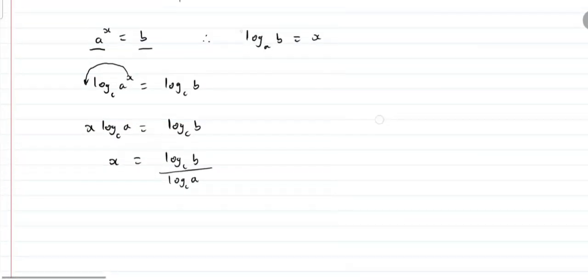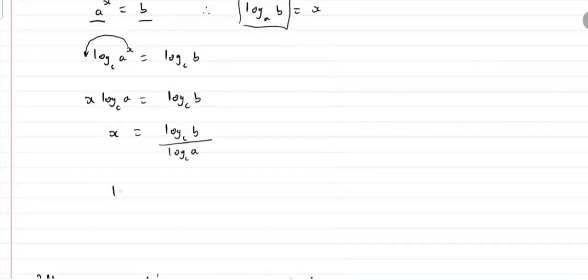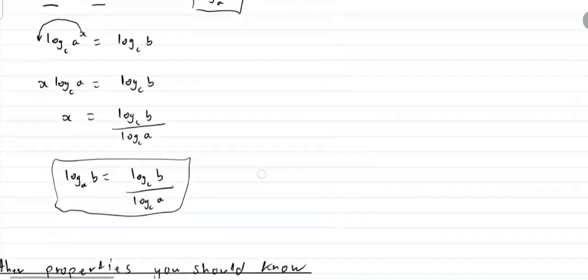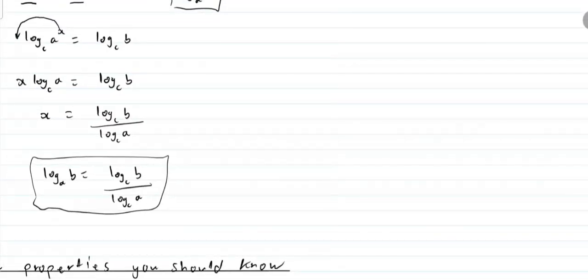And what was x? X was log base a of b. Right? So log base a of b is equal to log base c of b over log base c of a. And that's a change of base. Now the second one, like I said, is simply just a version of the first one.